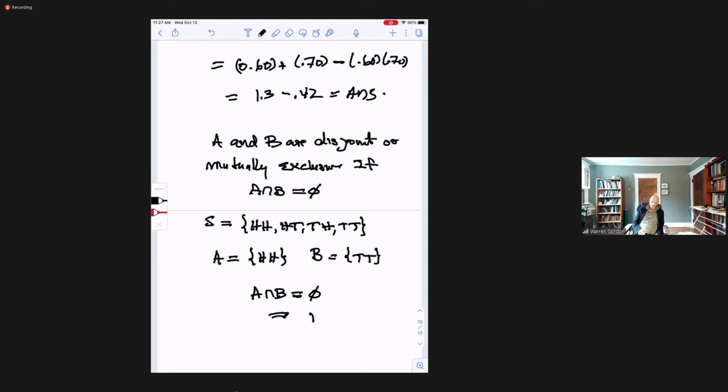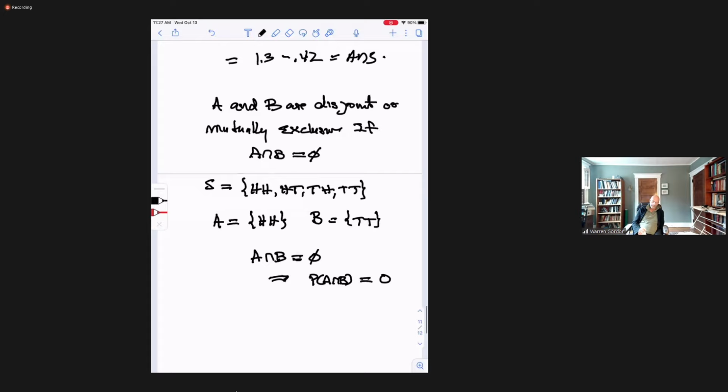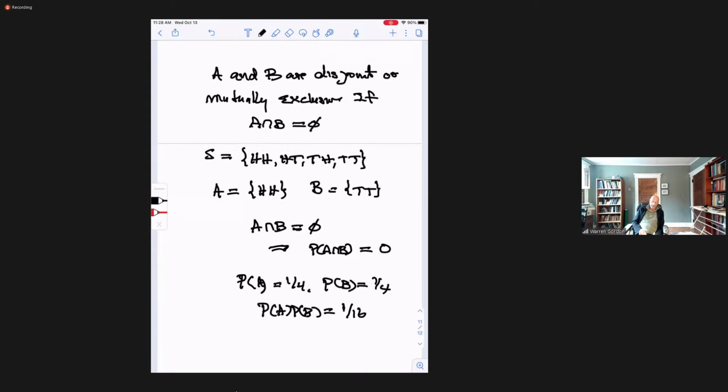What does that mean? That means, of course, that the probability is equal to 0. On the other hand, P of A is 1/4, P of B is 1/4. So P of A times P of B is 1/16, which clearly is not equal to their intersection. So clearly, these events, A and B, are not independent. Just a simple example to show that.